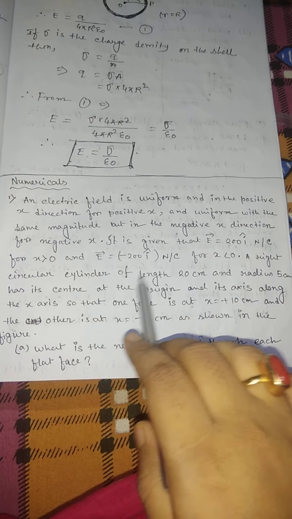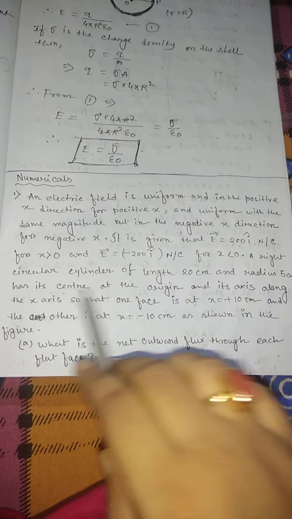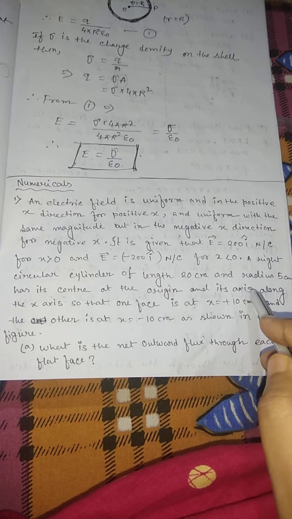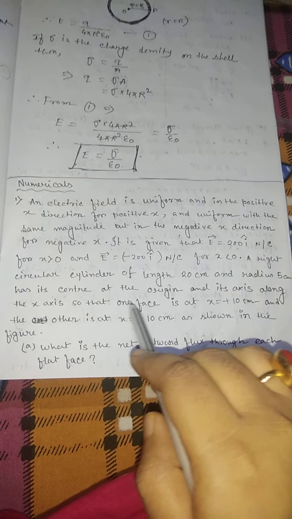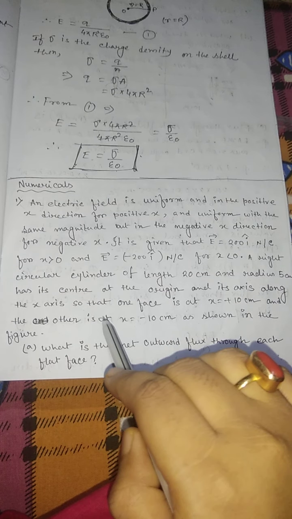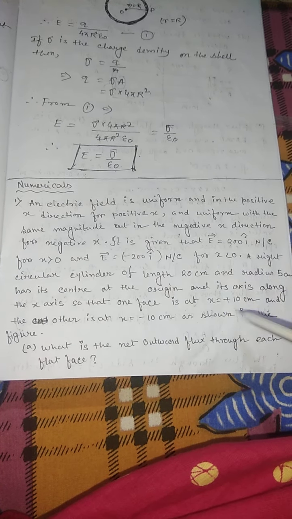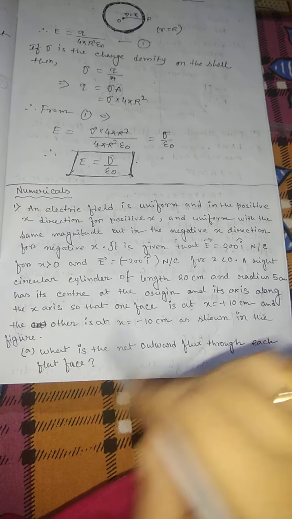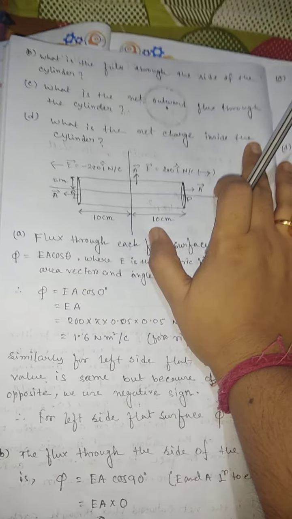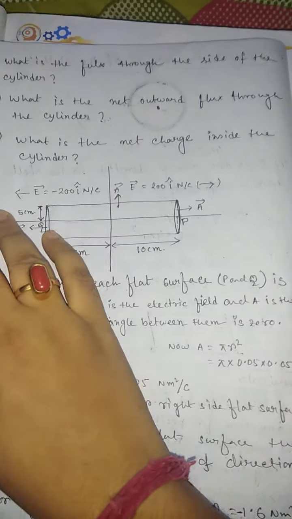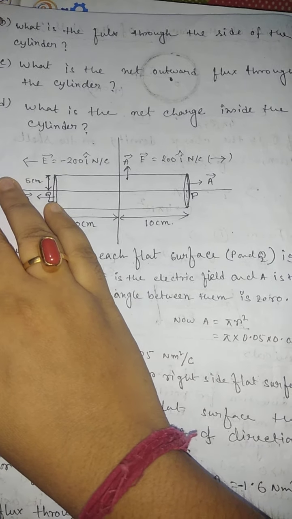A right circular cylinder of length 20 centimeter and radius 5 centimeter has its center at the origin and its axis along the x-axis, so that one face is at x equals plus 10 centimeter and the other is at x equals minus 10 centimeter, as shown in the figure. We calculate: what is the net outward flux through each flat face? What is the flux through the side of the cylinder? What is the net outward flux through the cylinder? What is the net charge inside the cylinder?